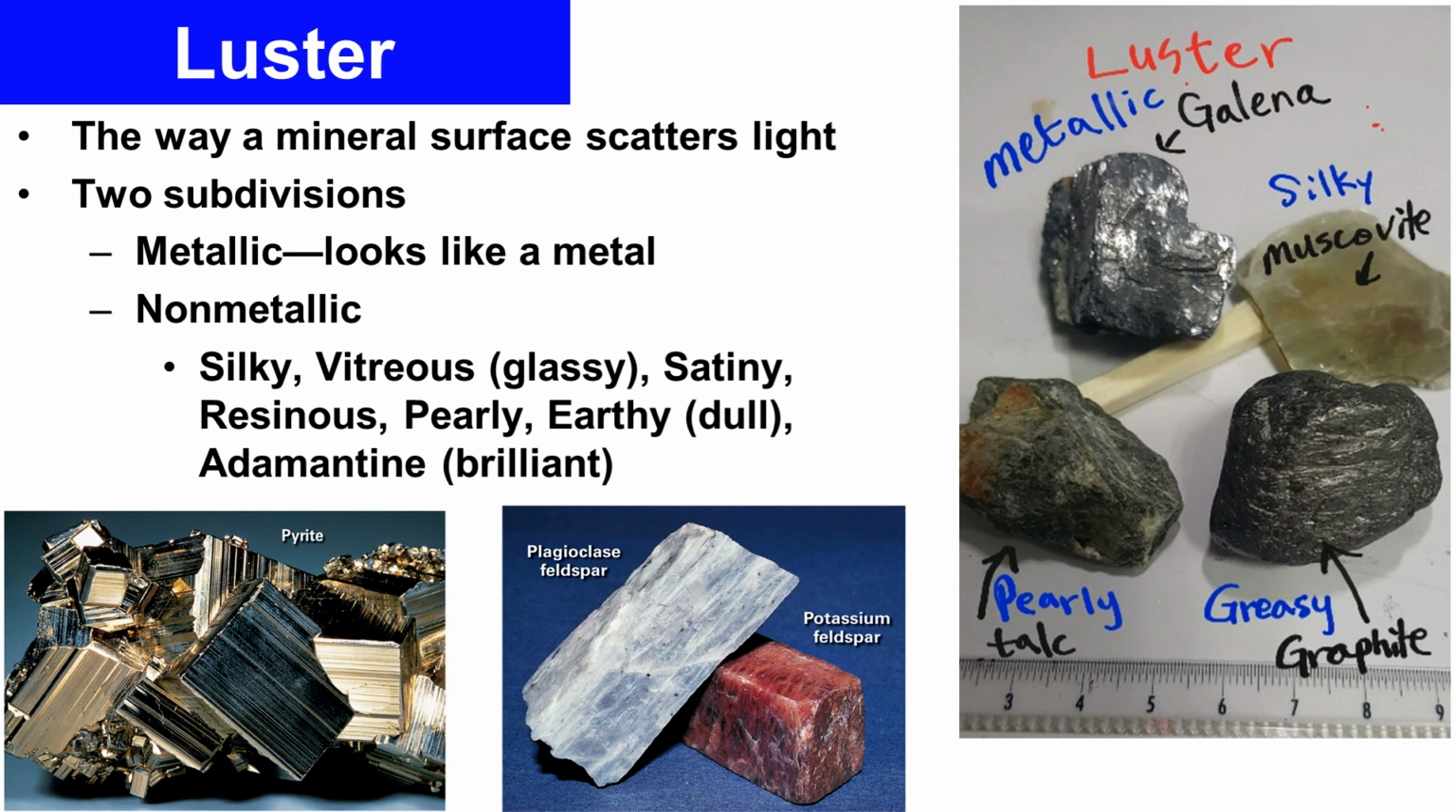Here are some mineral photos: galena, metallic; talc, pearly; muscovite, silky; graphite, greasy. When you take a mineral or rock photo, it is important to show the scale, such as a ruler here, giving exact size information. You can simply say metallic or non-metallic, or shiny or non-shiny.